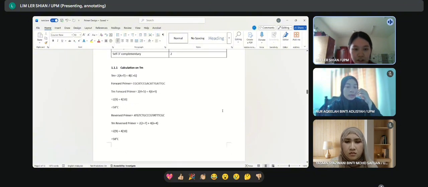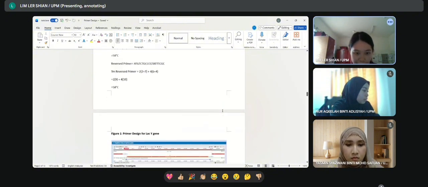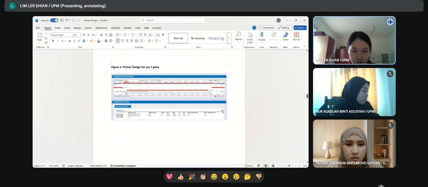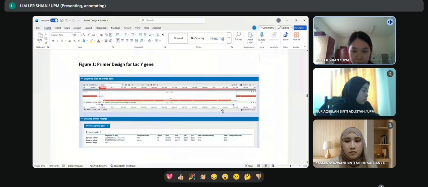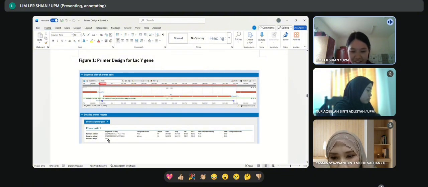So this is my calculation of the TM value, and the TA value is the annealing temperature, which can be calculated by subtracting 5 degrees Celsius from the TM value. And this figure shows how my primer will run, and at the end of the day, my PCR product will be lacY, and the length is 1307 base pair, which is a complete lacY gene. So that is from my part.